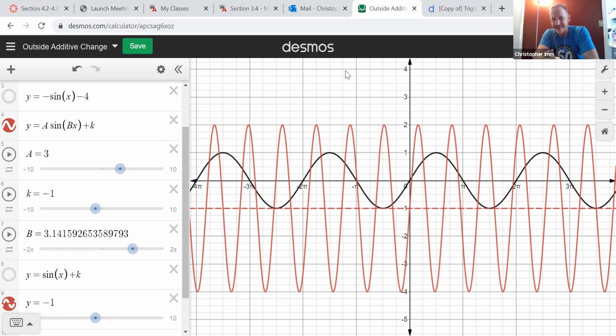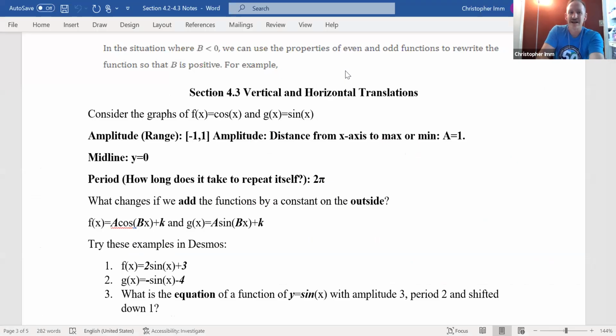Are there questions there? I want to make sure that everybody's clear with what's going on. All right, well, that leaves us with one more thing to do. And that's what happens if we add things in. So we're going to be adding things inside. We're going to do an additive inside change.